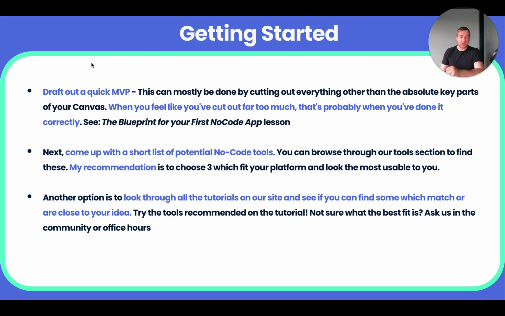Just a quick bit of paper. Here's the screen I need. Here's the 2 things it needs to do. Here's a date I need to save. Done. Once you've done that, it's time to actually come up with a list of potential no-code tools.